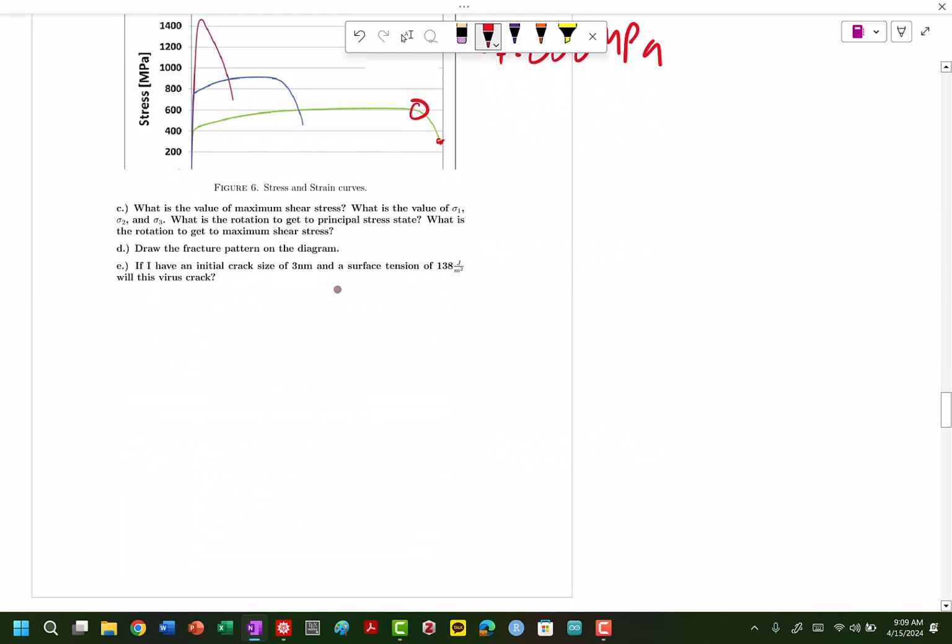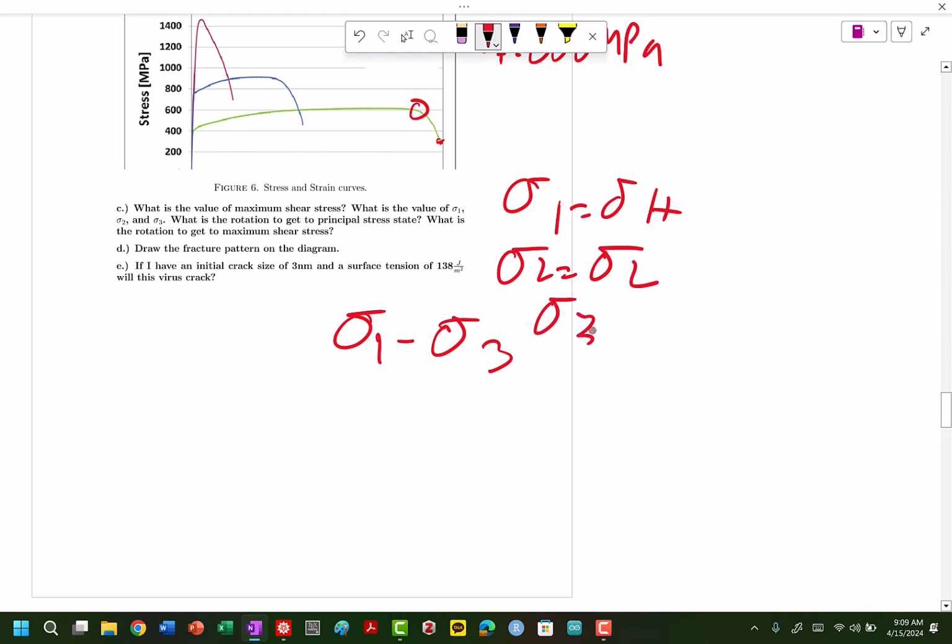What's the value of maximum shear stress? That's just going to be equal to sigma 1 minus sigma 3, where sigma 1 is equal to sigma h, sigma 2 is equal to sigma L, sigma 3 is equal to 0, divided by 2. So that's going to be my maximum shear stress, so tau max.